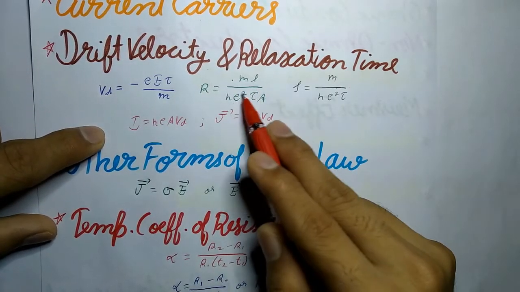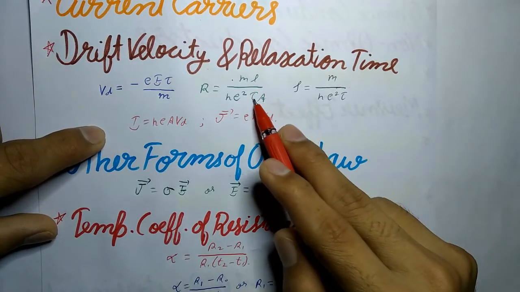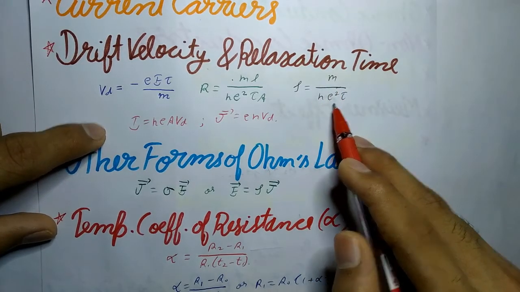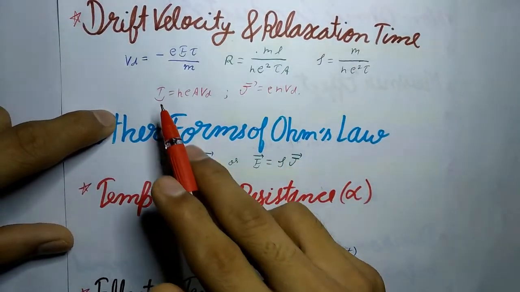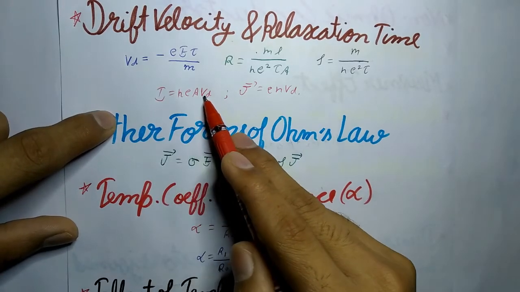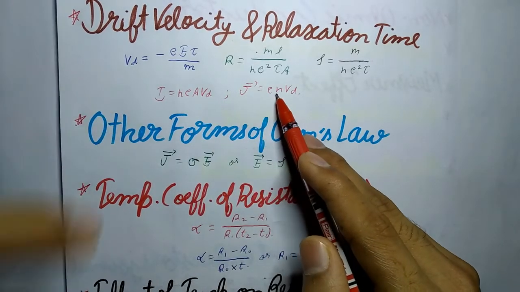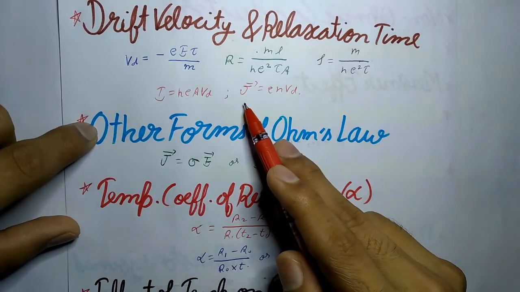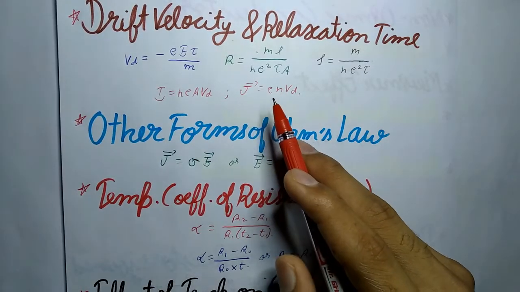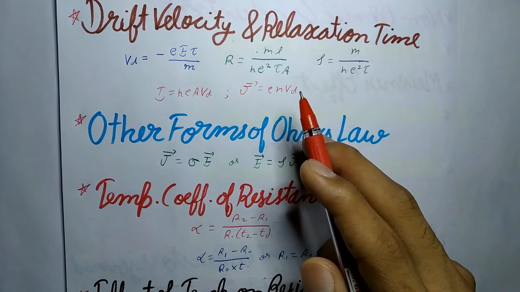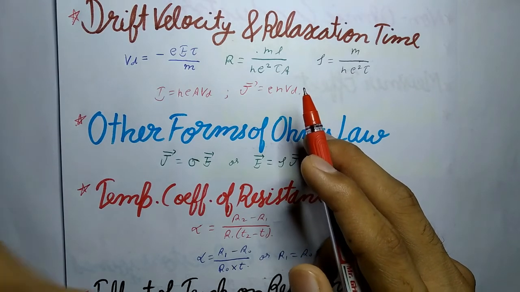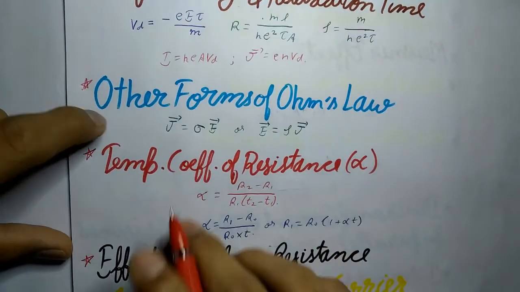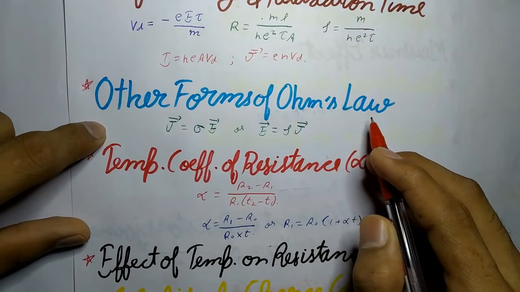to ml upon n e square tau A, and rho is equal to m upon n e square tau, and I is equal to n e A Vd, and J vector is equal to n e Vd. And here n is the number of free electrons per unit volume, or free electron density, and small m is the mass of electron.